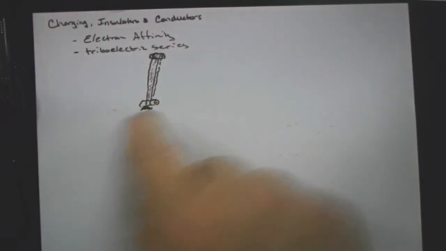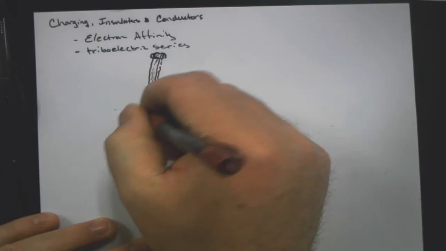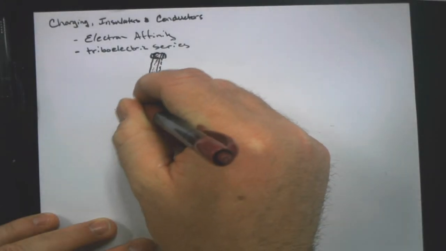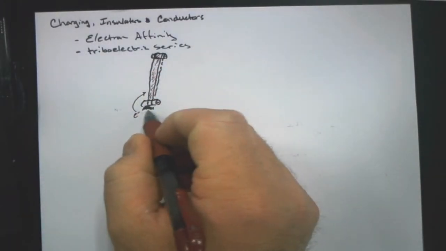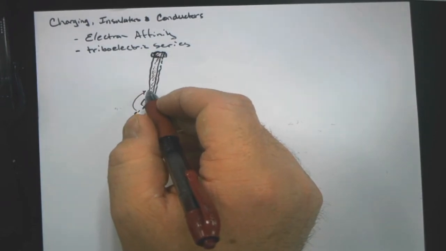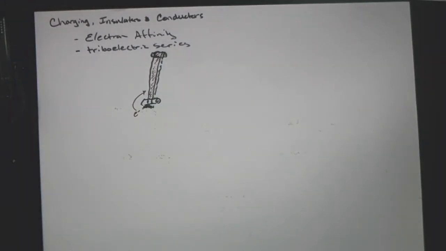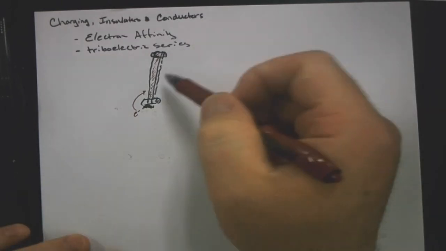Right here is where we get a transfer of electrons. Electrons are running from this thing, and they get onto the rubber band, and the rubber band hits the top of the generator and creates this negative charge up on the top. Okay, so that's how we charge things.